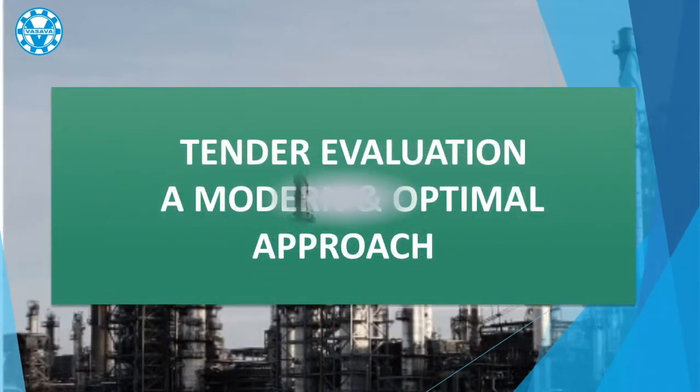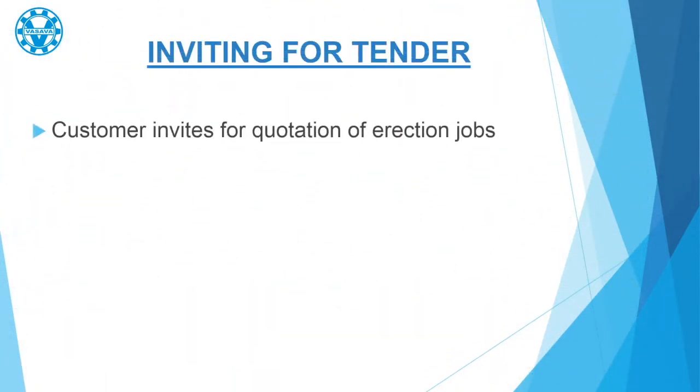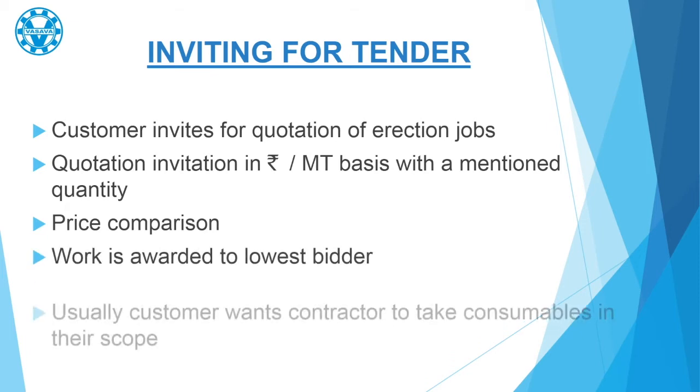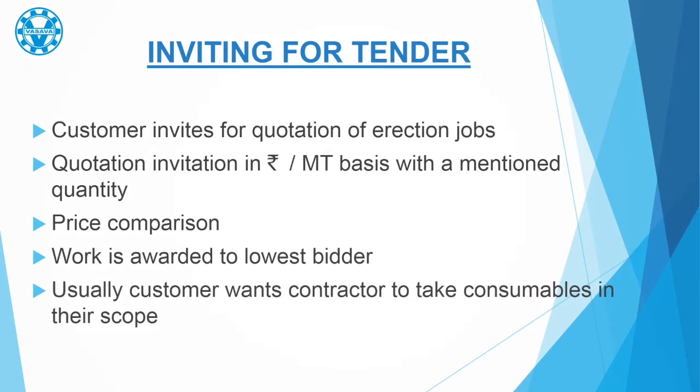We take this opportunity to make our esteemed customers aware of how to get optimum project cost in the design of a tender package. As is common practice, the customer invites price quotes for various erection jobs such as erection of belt conveyors, bag filters, bucket elevators and structures, in rupees per metric ton basis, whereas the customer has provided a certain quantity of work. Then after getting quotes from multiple bidders, the customer makes a price comparison. After arriving at the total value of work, the lowest bidder wins the order.